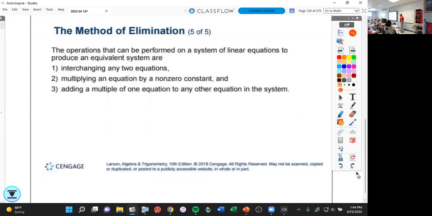The operations that can be performed on a system of linear equations to produce an equivalent system are: we can exchange the equations. We can multiply an equation by anything but 0. Don't ever multiply an equation by 0, because then you have no equation, right? Kind of obvious there. And number 3, adding a multiple of one equation to any other equation in the system. That's what we've done.